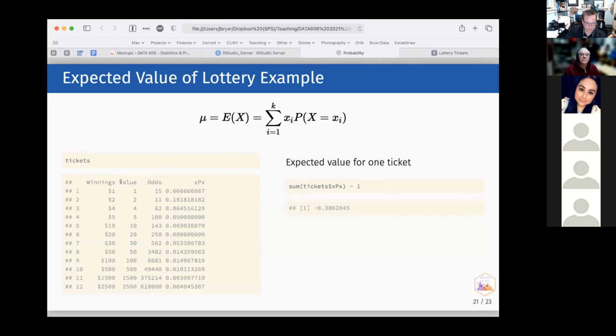So I have the winnings, I have the value, and I have the odds. We can multiply across. We get the X times the probability of X and sum that up. And then you have to take the $1 for paying it. So the theoretical expected value for our lottery is you're expected to lose 38 cents per ticket. Occasionally you'll be up, but on average you're going to lose 38 cents.